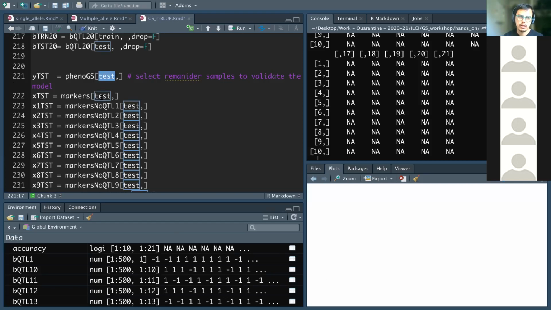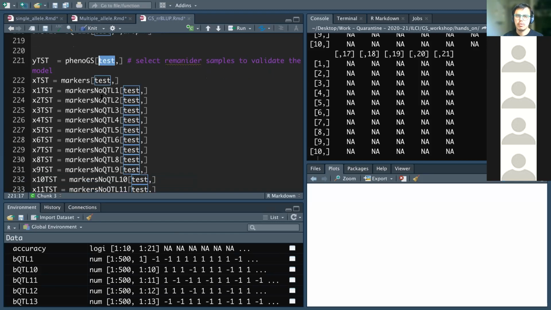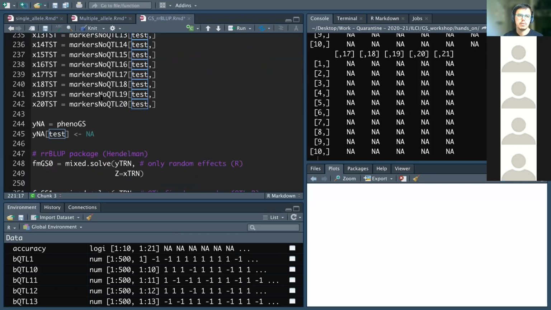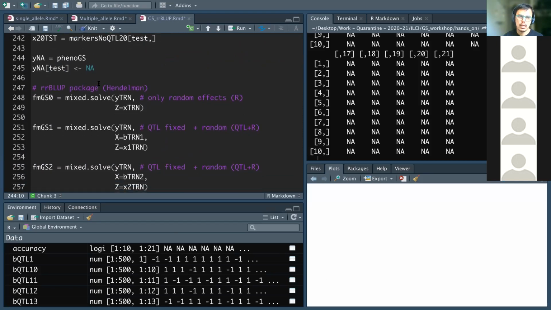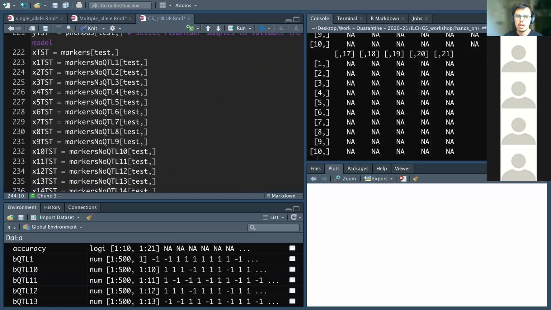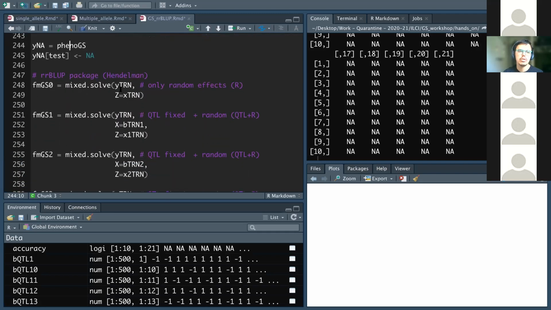So that's why here we extract the information from the testing population. And after that, as you can see, it takes some time to figure out what is the training population and what is the testing population, but then you can run the model.